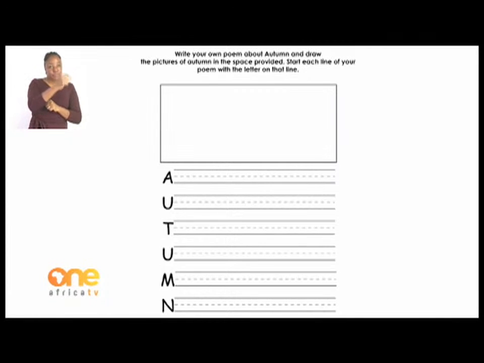So, for example, we have the letter A at the beginning of that line, which means that your word must start with A. Remember, your poem needs to rhyme and make sense. So please take your time, think about the words you want to put on your poem before you write it.